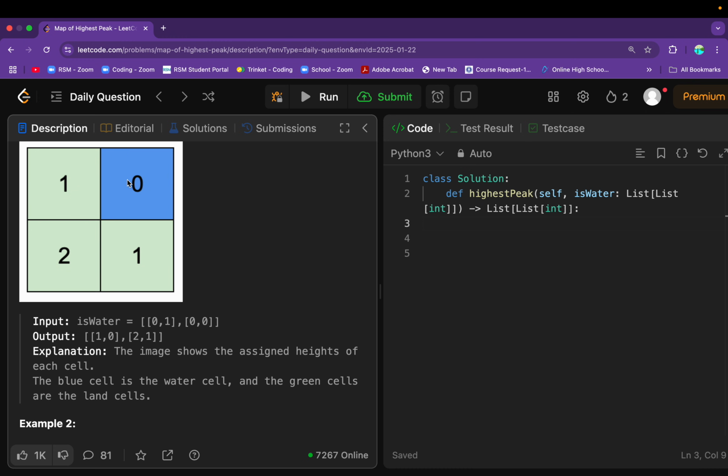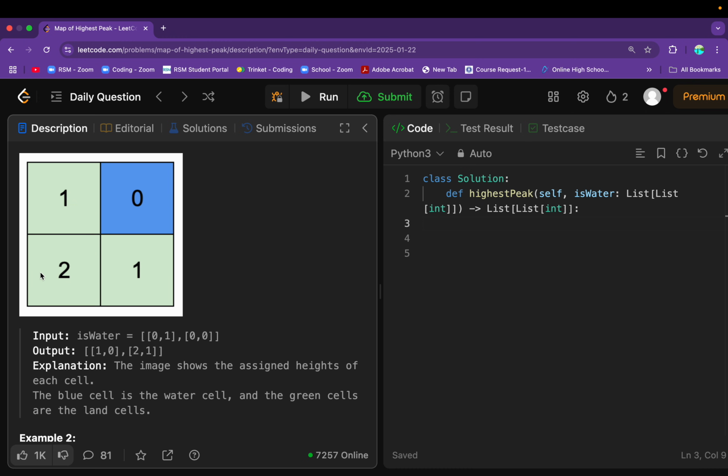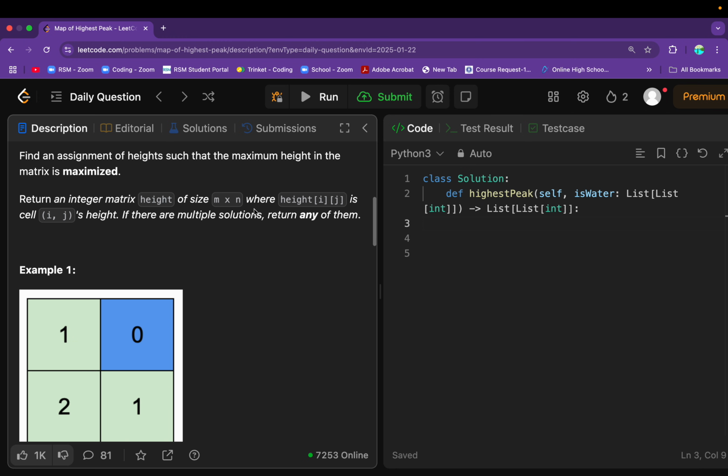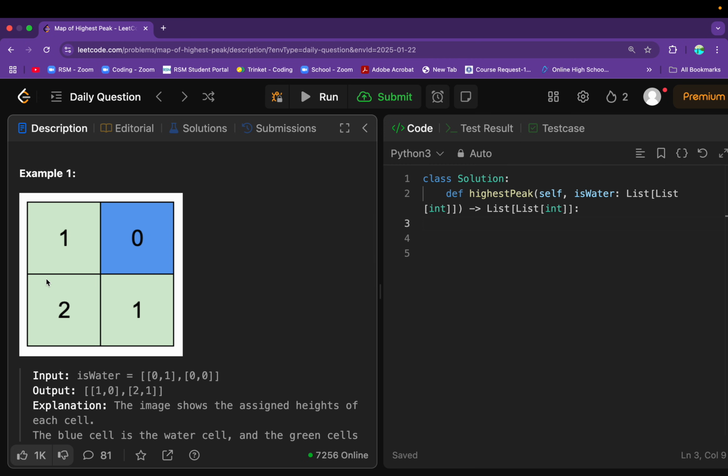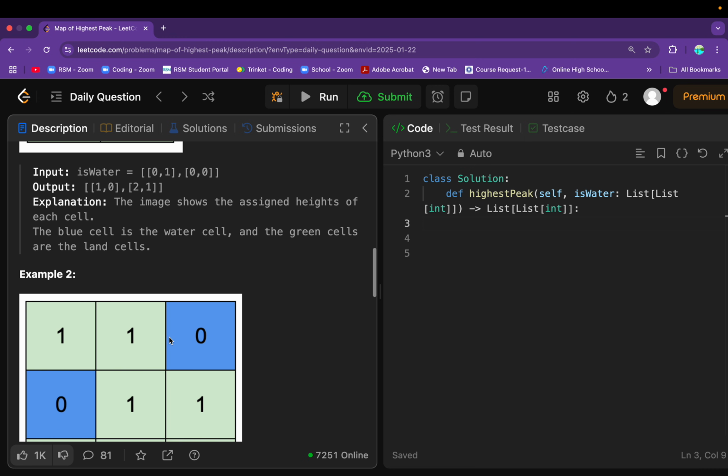The cell highlighted in blue is the water cell, and all of these green cells would be the land cells. And notice how we're trying to maximize the maximum height in the matrix. 2 would be the maximum solution for that, and so we'd return this arrangement.